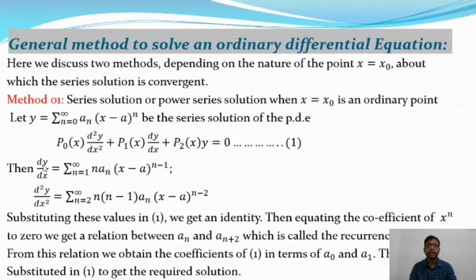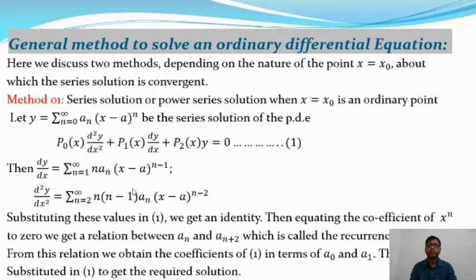Then after differentiation we get dy/dx = summation over n = 1 to infinity of n an (x − a)^(n−1). The second order differentiation of the given series solution is summation n = 2 to infinity of n(n − 1) an (x − a)^(n−2). Now we substitute these values in equation 1: d²y/dx² equal to this, dy/dx equal to this, and y equal to this.